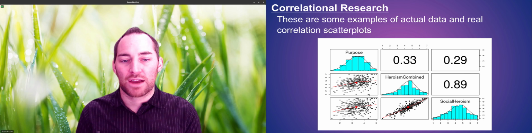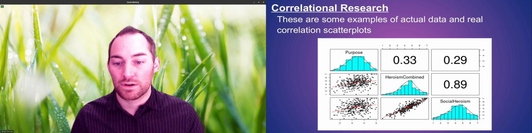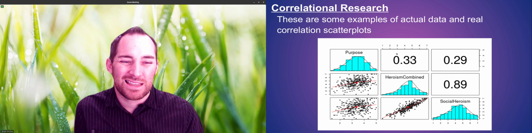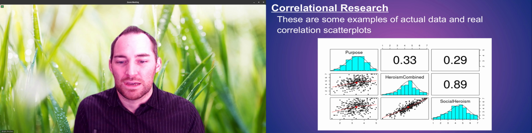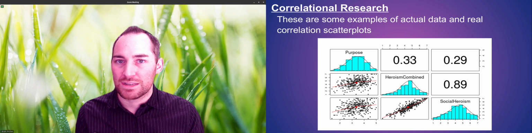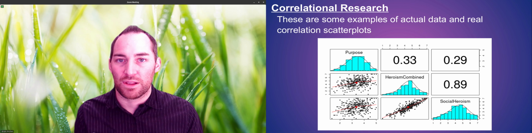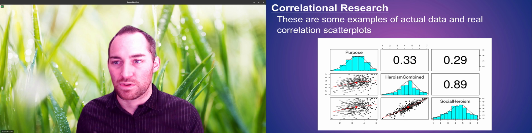So these are some actual examples of real correlations. There is a relationship here. There is a slight positive correlation, but it's not super predictable. You can't really predict very well when this is your correlation, versus here you can predict pretty well because it follows this line really nicely. So that gets into regression equations.